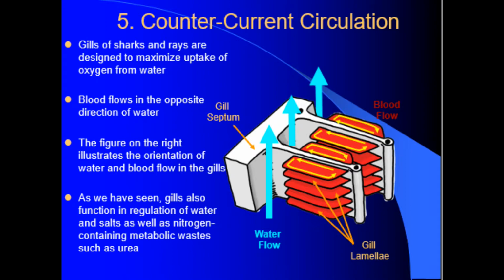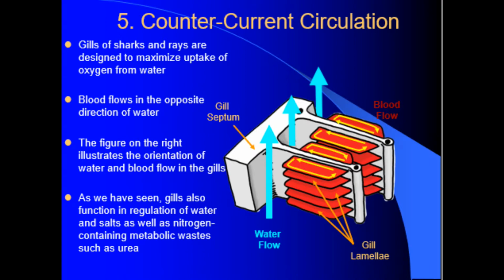Now, there's countercurrent circulation in a number of different systems in animals. For instance, there's countercurrent circulation in the swim bladder of fish. There's countercurrent circulation in the limbs of some animals for thermoregulation. There's countercurrent circulation in the kidneys for reabsorption of water. So this idea of countercurrent circulation is pretty widespread in animals, but in the gills of sharks and skates and rays, it works like this.